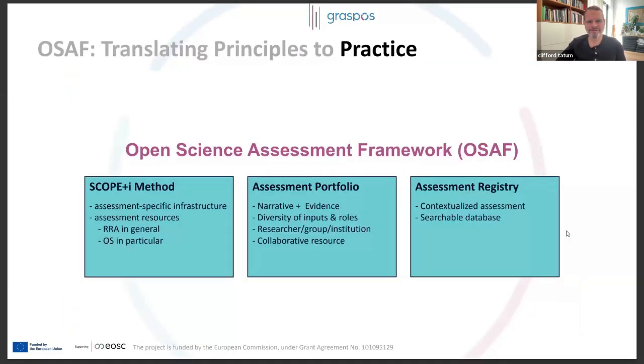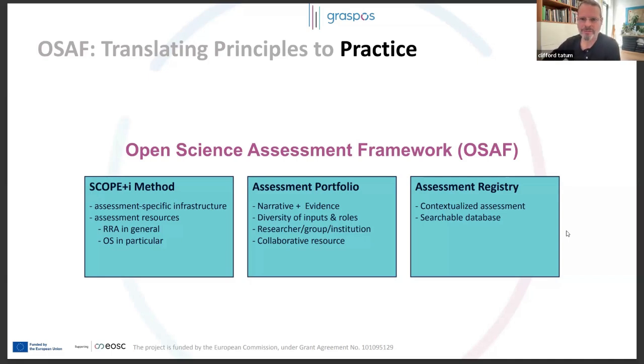The assessment portfolio, let me just go through these three, then I'll jump to the next. It is a digital portfolio to capture all the information about an assessment event, not only the narrative and evidence, but also the outputs from the scope process, where you have all the information that shapes the assessment. It will enable including the diversity of inputs and roles at different levels of aggregation, researcher, group and institution, for example, and it's positioned as a collaborative resource. So to be open to those who are being evaluated as well as the assessment team.